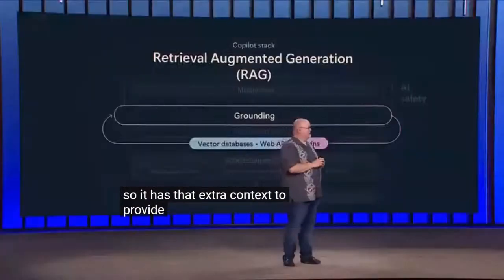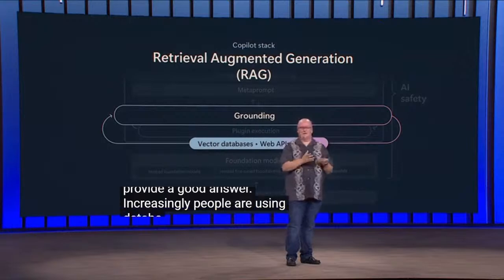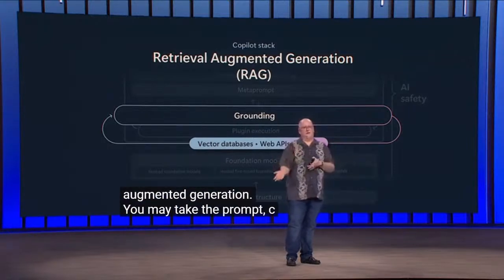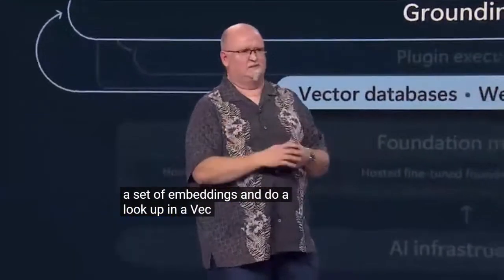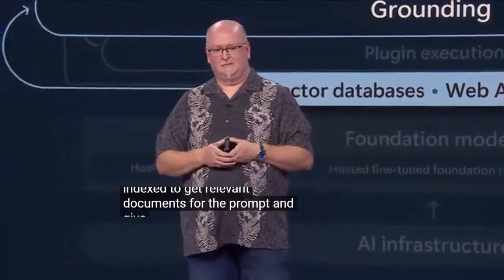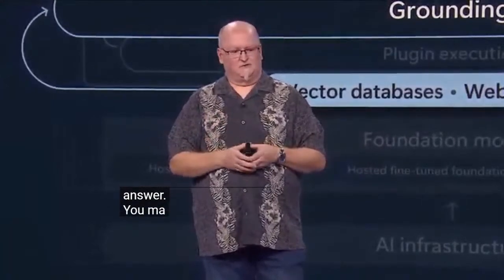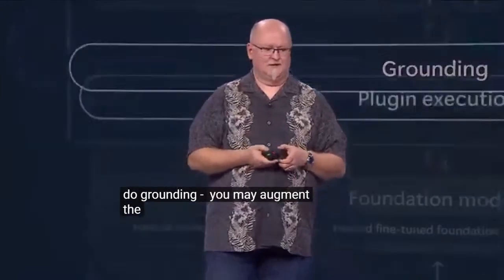Increasingly, people are using vector databases to do retrieval augmented generation. You may take the prompt, compute a set of embeddings for it, and then do a lookup in a vector database indexed by those embeddings to get relevant documents for the prompt and give that extra context for the model to give you a better answer. But you may also augment the prompt and do grounding with arbitrary web APIs, and you can even think about using plugins for doing grounding.